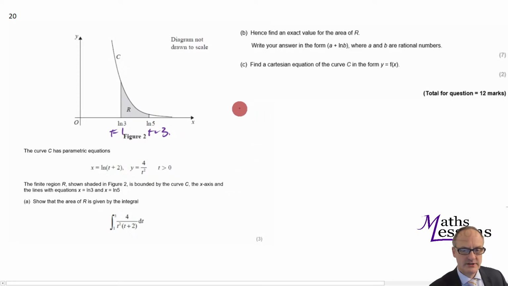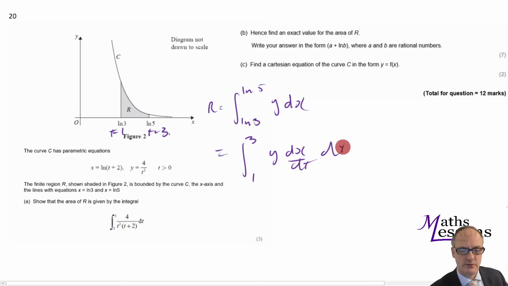So we know that the area R will equal the integral between natural log of 3 and natural log of 5 of y dx, which equals the integral of, not natural log of 3, sorry, I'm going to move into t's now. And we're going to go from 1 to 3. And we're going to go y dx by dt, and this is the formula we always use. So we need to find dx by dt. And dx by dt is equal to 1 over t plus 2.